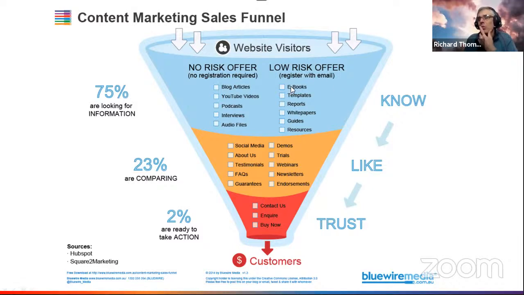So you might be offering them things like blog articles, videos, reports, white papers. So information basically to introduce them to you, to let them know that you know what you're talking about. Then they move down the funnel to the next stage, the like stage, where they're comparing you against others, so you give other kinds of information. And then the 2% at the bottom of the funnel are ready to take action. They're the ones that actually trust you, so they go and fill in a contact us form or make some sort of inquiry to you and then turn into customers. So that's your traditional funnel, and that information is sourced from HubSpot and Square 2 Marketing.